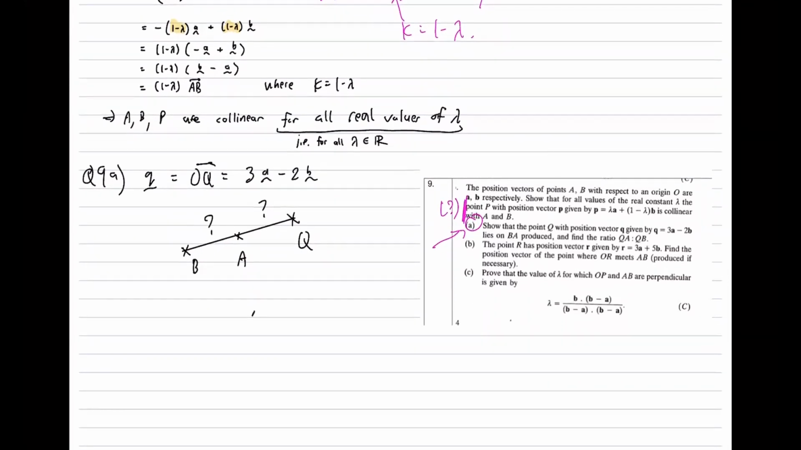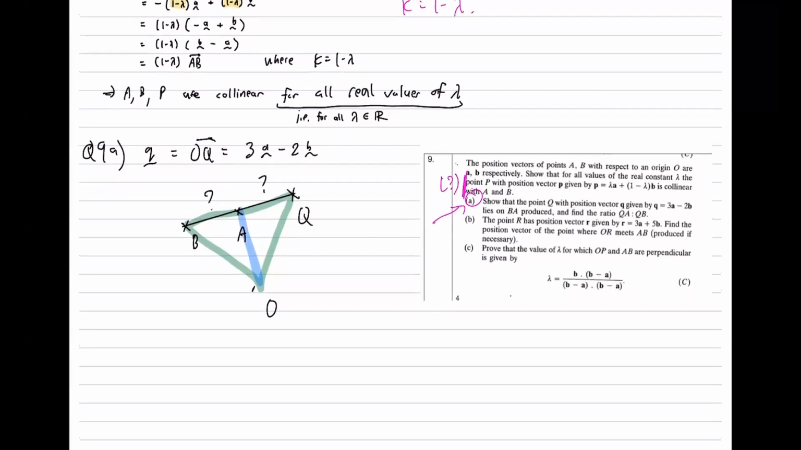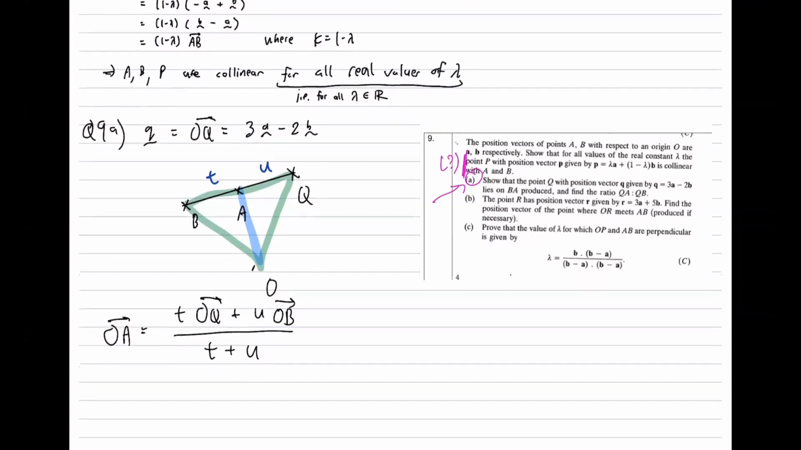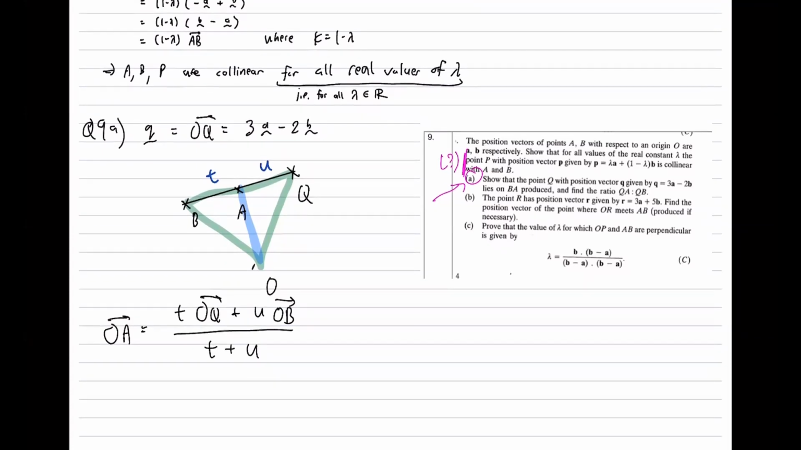I think it's clear that we have a triangle like this, right? Then you have to use what theorem? Ratio theorem. So let's just call the ratio here T and U. That means we need to find out what is T and what is U. So vector OA is actually just T times vector OQ plus U times vector OB, divided by T plus U.